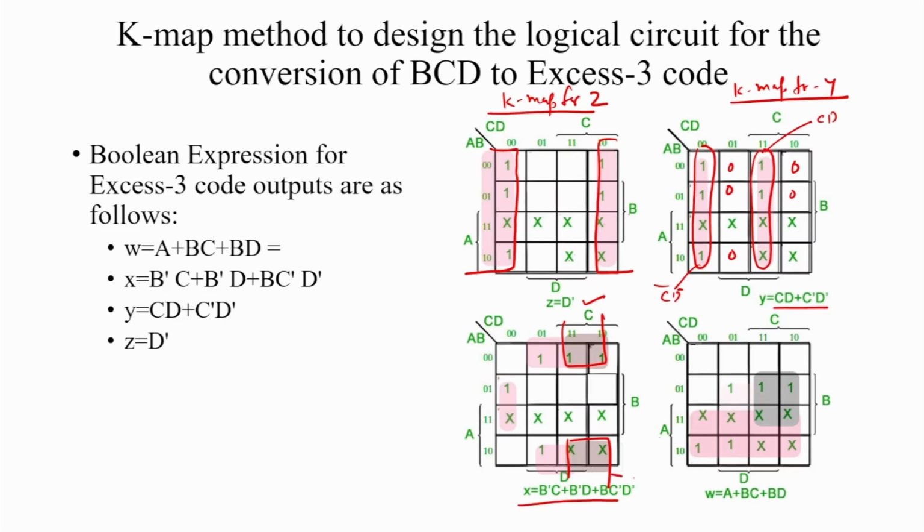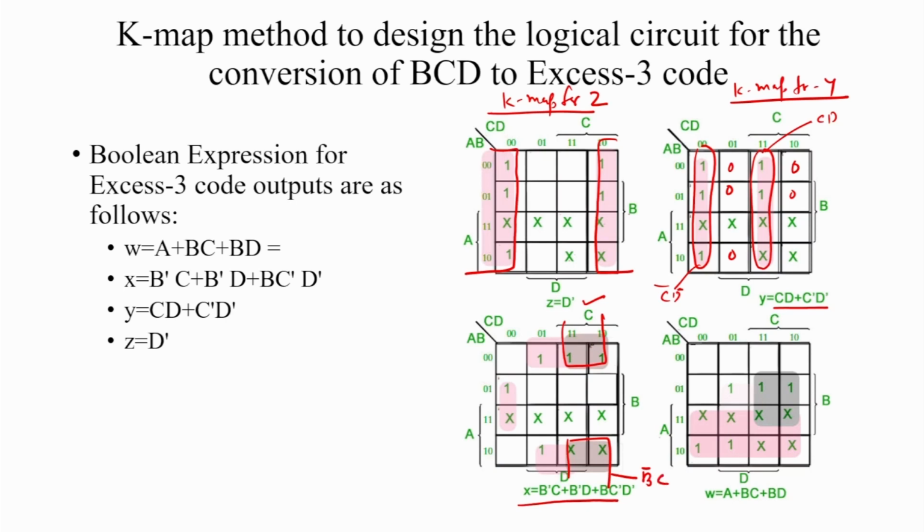So, this group represents what value here? What is the value of AB? 0 0 and 1 0, this means B complement is fixed, the value of B is 0. And in CD, 1 1 and 1 0 means the value of C is fixed, that means this represents B complement C.